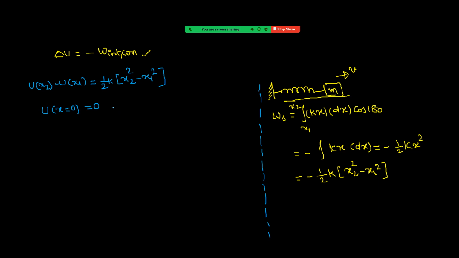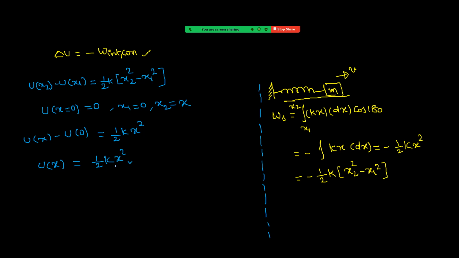Let us consider x1 equal to 0, x2 equal to x. Then u of x minus u of x1, that is u of 0, which is 0, is equal to half k x square. That means the spring potential energy, when x is either elongation or compression. Then the spring block system potential energy is half k x square.